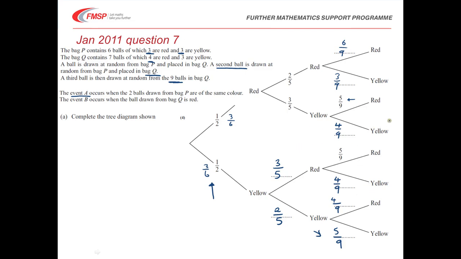So this was worth 4 independent marks. Okay, and I'll show you where they come from. So you get 1 mark for getting both of these values correct up here. Okay, your next mark is for getting this value of 4/9 correct. Your next mark is for getting 3/5 and 2/5 correct. And your final mark is for getting the other 3 correct. Okay?